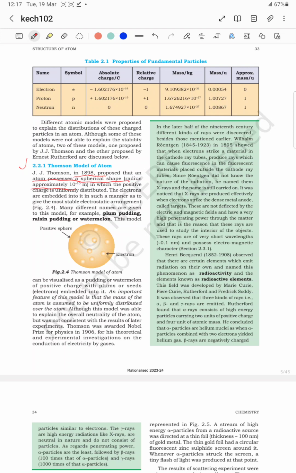An important feature of this model is that the mass of the atom is assumed to be uniformly distributed over the atom. Although this model was able to explain the overall neutrality of the atom, it was not consistent with the results of the later experiment. Thomson was awarded the Nobel Prize for Physics in 1906 for his theoretical and experimental investigations on the conduction of electricity by gases.